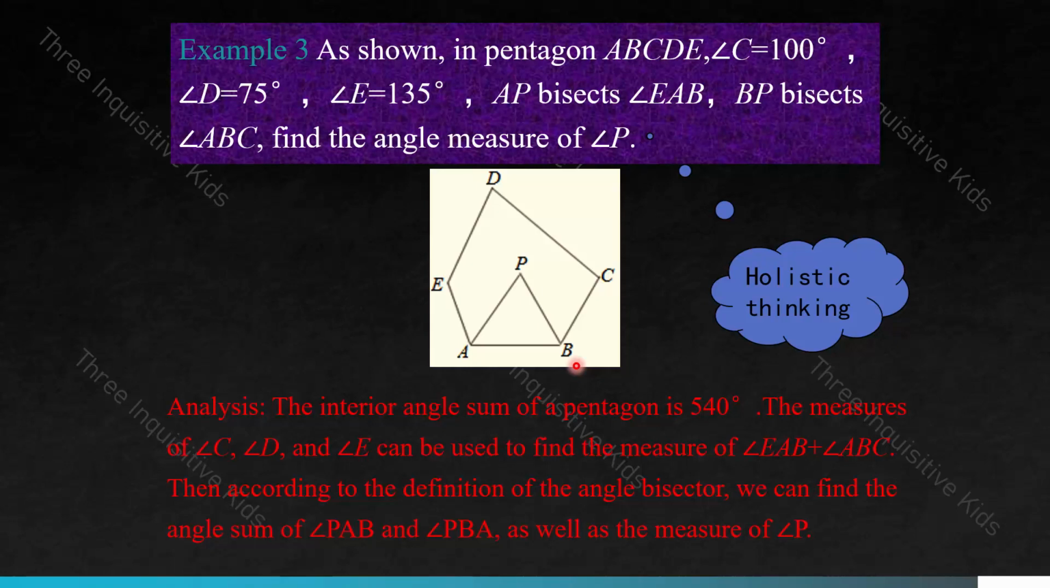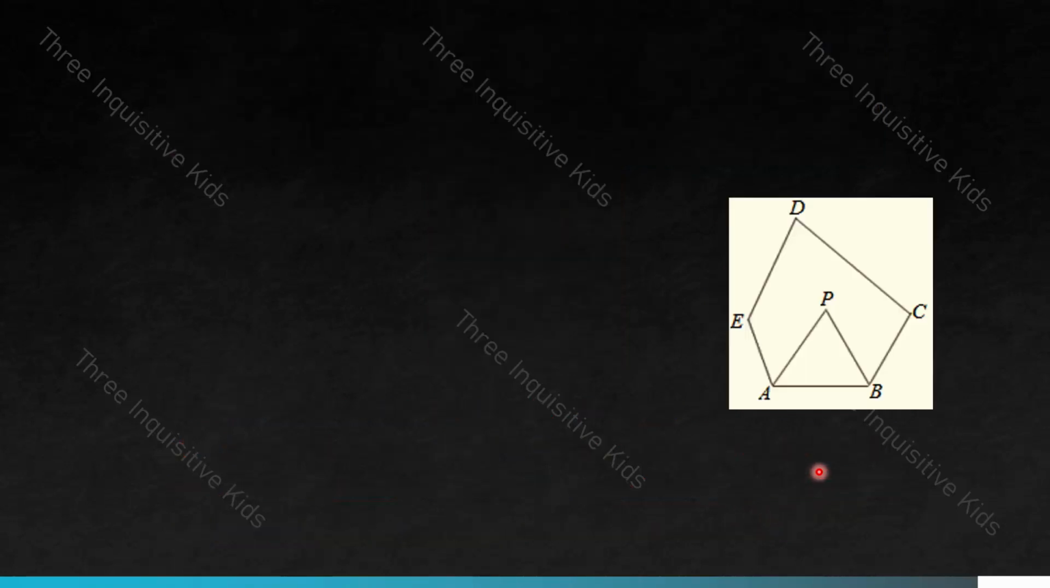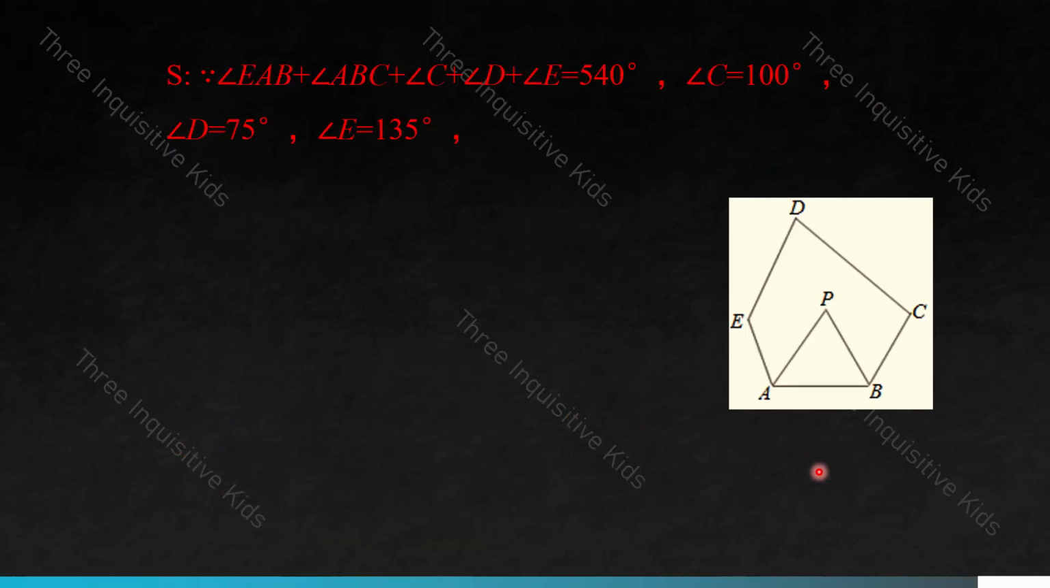The measures of angles C, D, and E can be used to find the measure of the sum of angles EAB plus ABC. Then, according to the definition of the angle bisector, we can find the angle sum of angle PAB and angle PBA, as well as the measure of angle P. So that was our analysis. What is our actual solution?